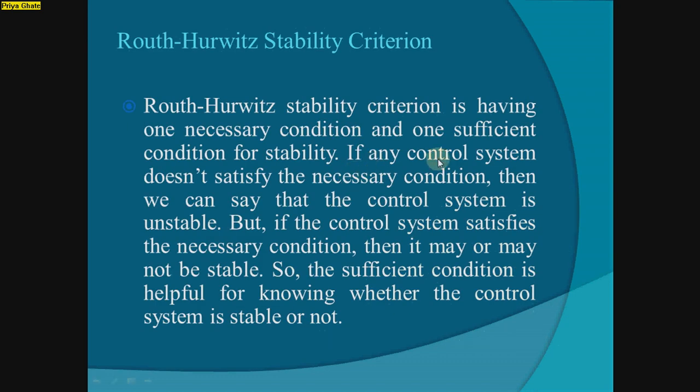Routh-Hurwitz stability criterion, what is it? The Routh-Hurwitz stability criterion has one necessary condition and one sufficient condition for stability. If any control system doesn't satisfy the necessary condition, then we can say that the control system is unstable. But if the control system satisfies the necessary condition, then it may or may not be stable. So the sufficient condition is helpful for knowing whether the control system is stable or not.